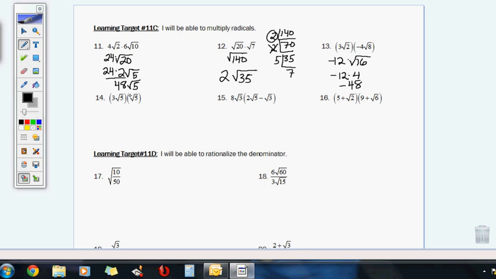Same thing here. Just think you have a 1 out front. Outside with outside is just a 3. Inside with inside, well, that would be root 25. But we've been recognizing that the square root of 25 is just 5. So you have 3 times 5, which would be 15 for this problem.